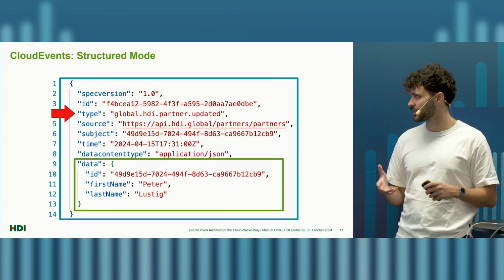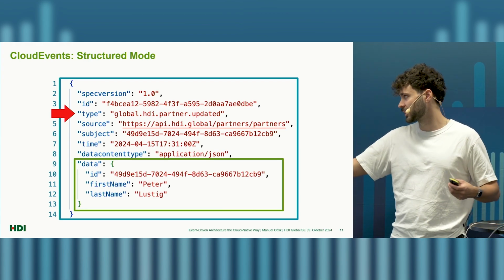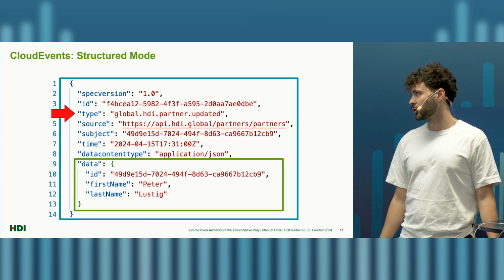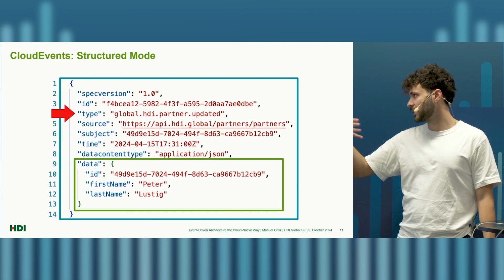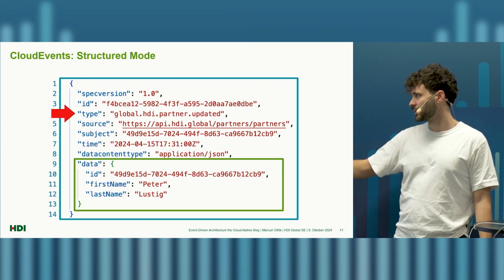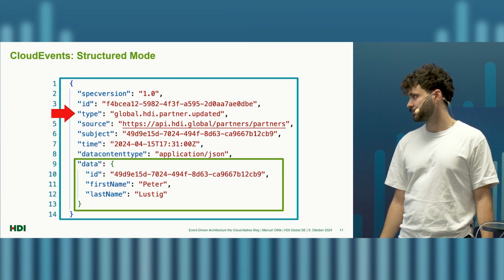You usually start with your reverse DNS notation. HDI Global has hdi.global as their domain. Therefore, we are using global.hdi. Then we're using the business object name and the event that has happened to it. So our partner got updated. That happened already, so it's in the past.